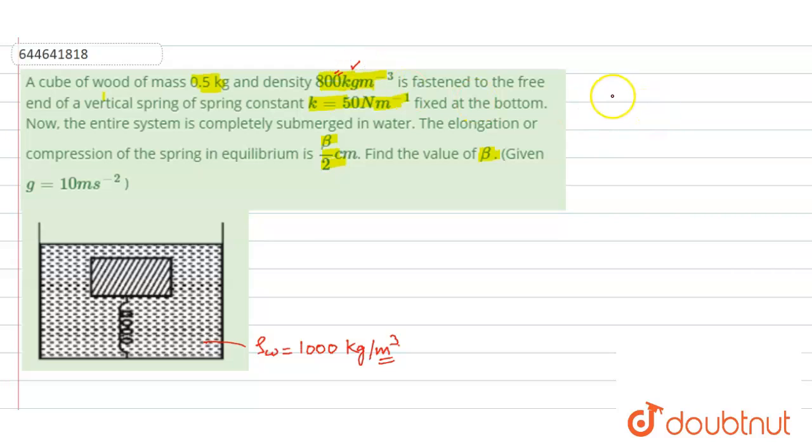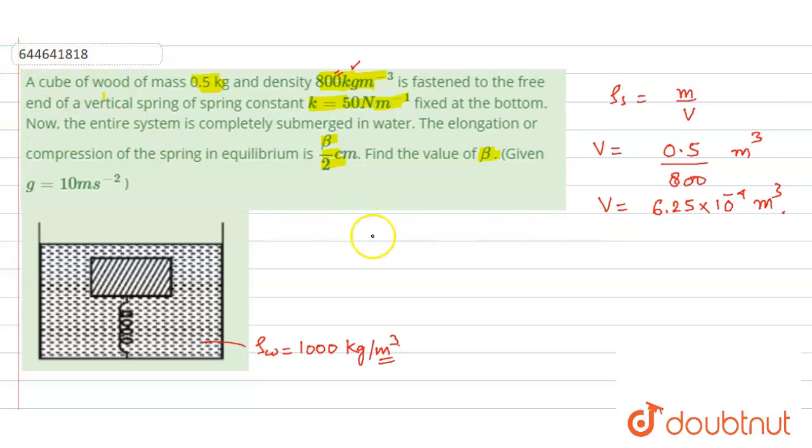We have been given the density of the wood, or the solid, which is simply equal to mass divided by volume. Now from here we can calculate the volume, simply 0.5 divided by 800 meter cube. So from here we get the volume of this wooden block as 6.25 into 10 raised to the power minus 4 meter cube. So this is the volume. Now let's try to find out the weight.